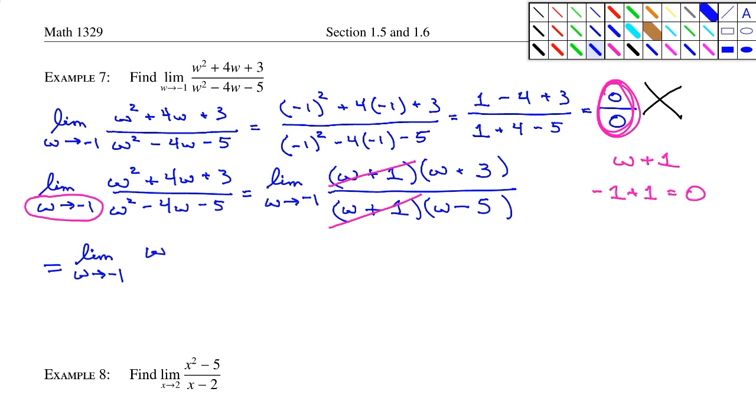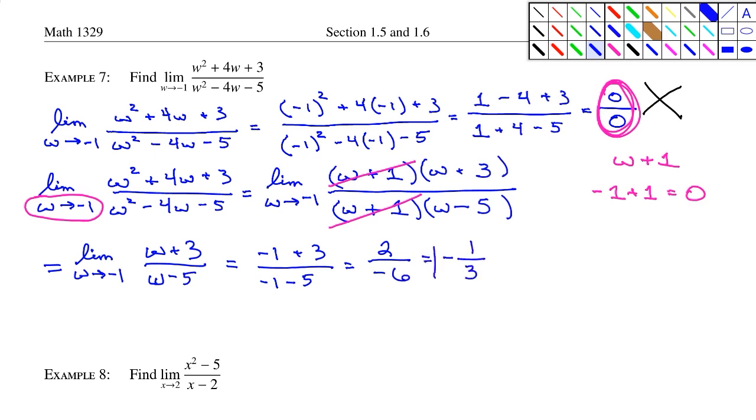So I've canceled those off. That leaves me with the limit as w approaches negative 1 of w plus 3 divided by w minus 5. And then we can evaluate. So we get negative 1 plus 3 over negative 1 minus 5. That's equal to 2 over negative 6, which is negative 1/3. So that's the answer.